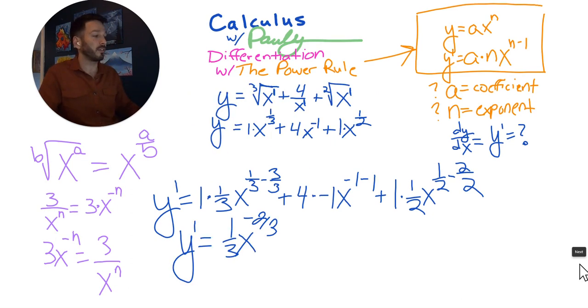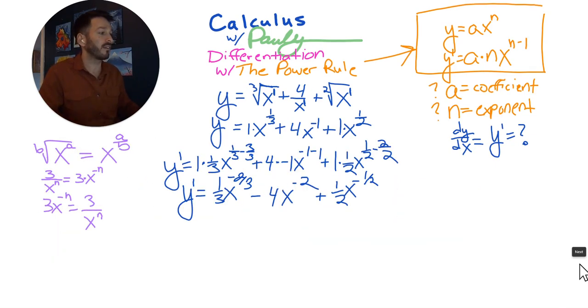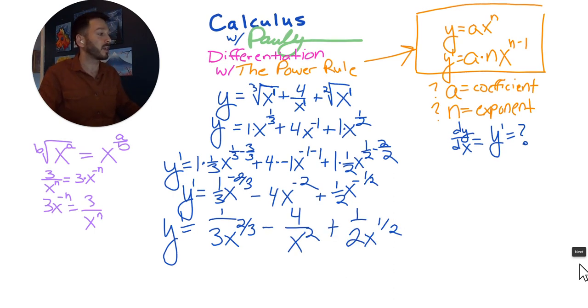So now we can just simplify. That becomes x to the negative 2/3. That's x to the negative 2. That's x to the negative 1/2. And now we can, again, make our exponents positive. We have to move those guys down to the denominator and make them positive. So if it's in the numerator and has a negative exponent, it's going to go to the denominator and have a positive exponent. So that becomes x to the 2/3 in the denominator, x to the positive 2 in the denominator, and then x to the positive 1/2 in the denominator. Okay, now they're all positive.